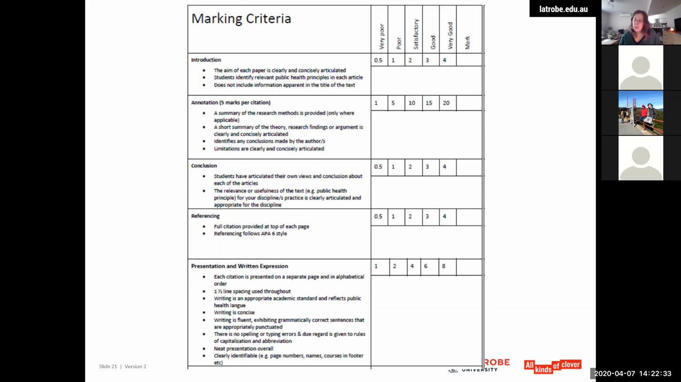So that each citation is presented on a separate page and that they're in alphabetical order. 1.5 line spacing, appropriate academic writing, concise, that you're fluent, grammatically correct, no spelling errors, just general neat presentation. And then including things like the page numbers, your names, and your courses in the footer as well. Okay, so it's a fairly basic marking guide.